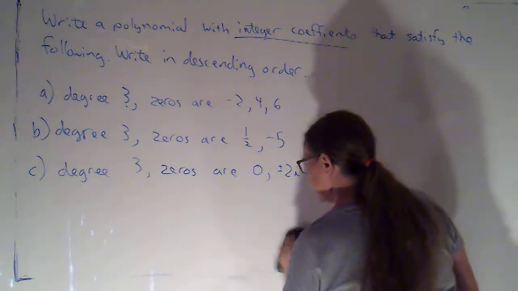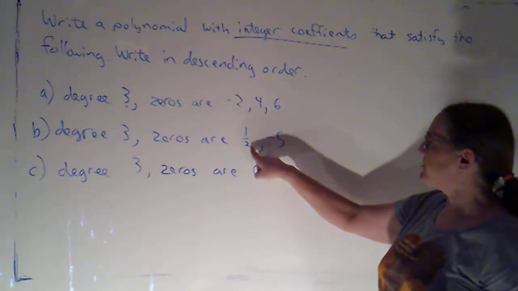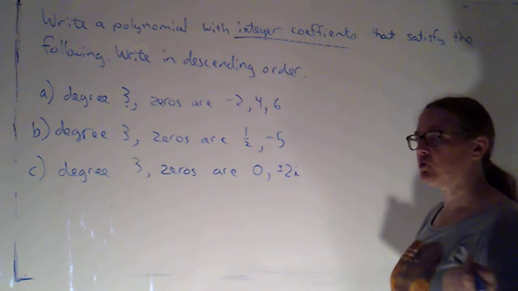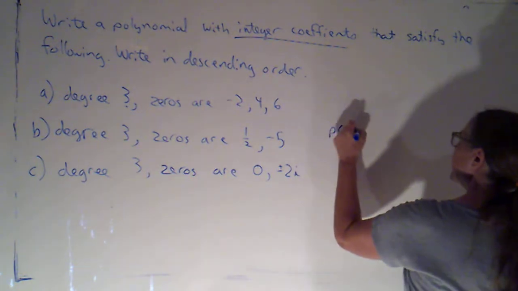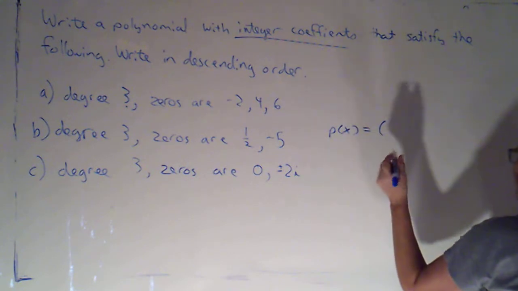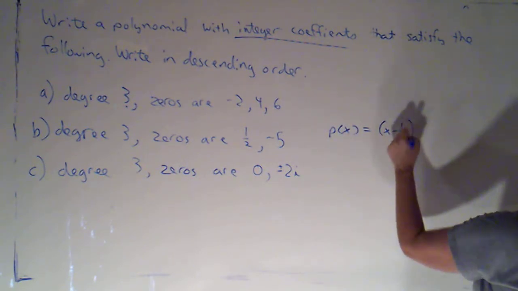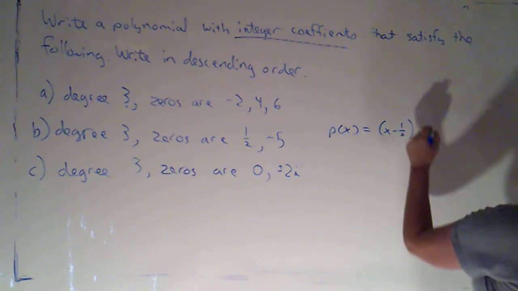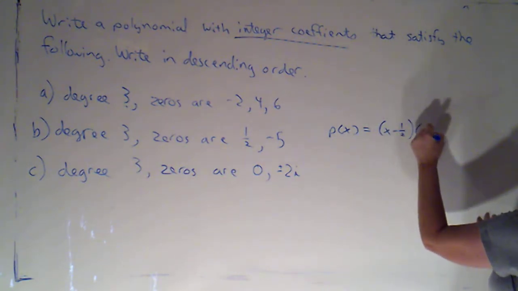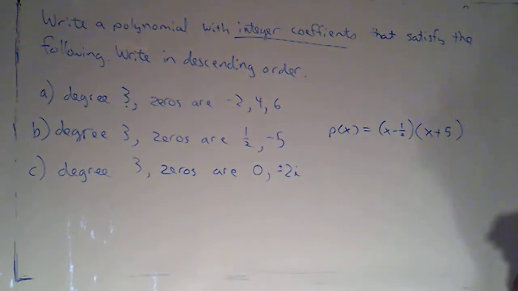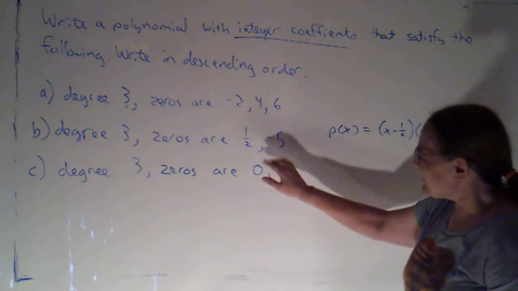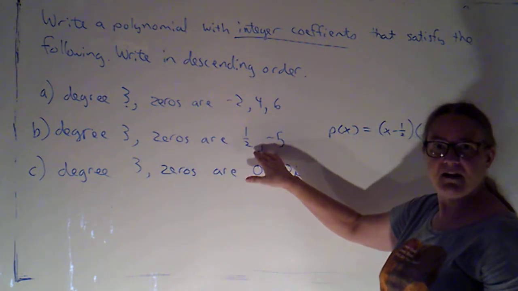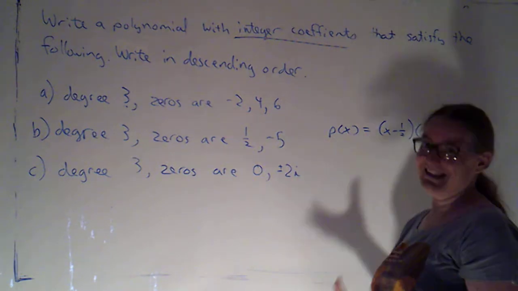Looks like I've done 2 things to make life a little bit harder for us. First of all, one of my zeros is a fraction, and then I've only given us 2. So if I were to say P of x is, if 1/2 is a 0, I know that x minus 1/2 must be a factor, if negative 5 is a 0, I know that x plus 5 must be a factor. But I didn't just say these guys are zeros. I said the zeros are these two numbers, suggesting those are the only zeros.